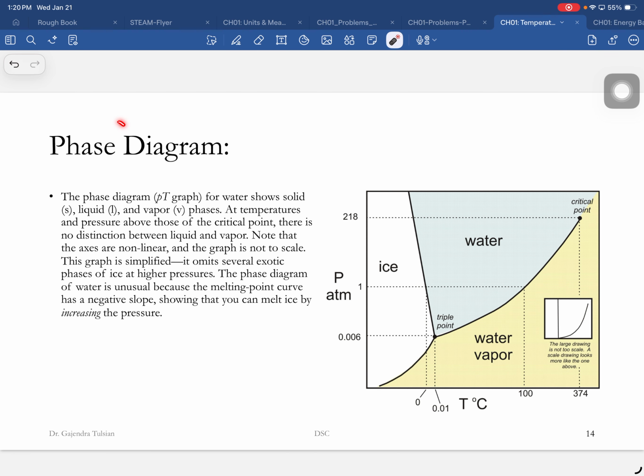Here's a phase diagram, and this is very important. You have phase diagrams for all kinds of substances. And what does this tell you? What is this telling you?